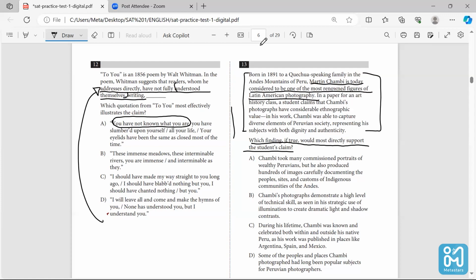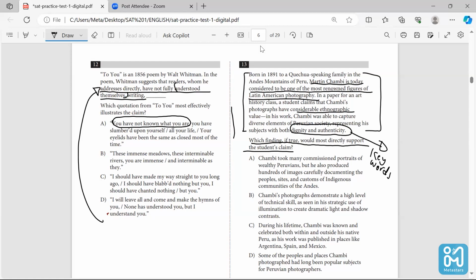In a paper for an art class, a student claims that Chambi, now this is the student's claim, has considerable ethnographic value in his work. Chambi was able to capture diverse people with dignity and authenticity. Okay? So we need a sentence that can reflect this guy's key words. Basically, what's the right answer?